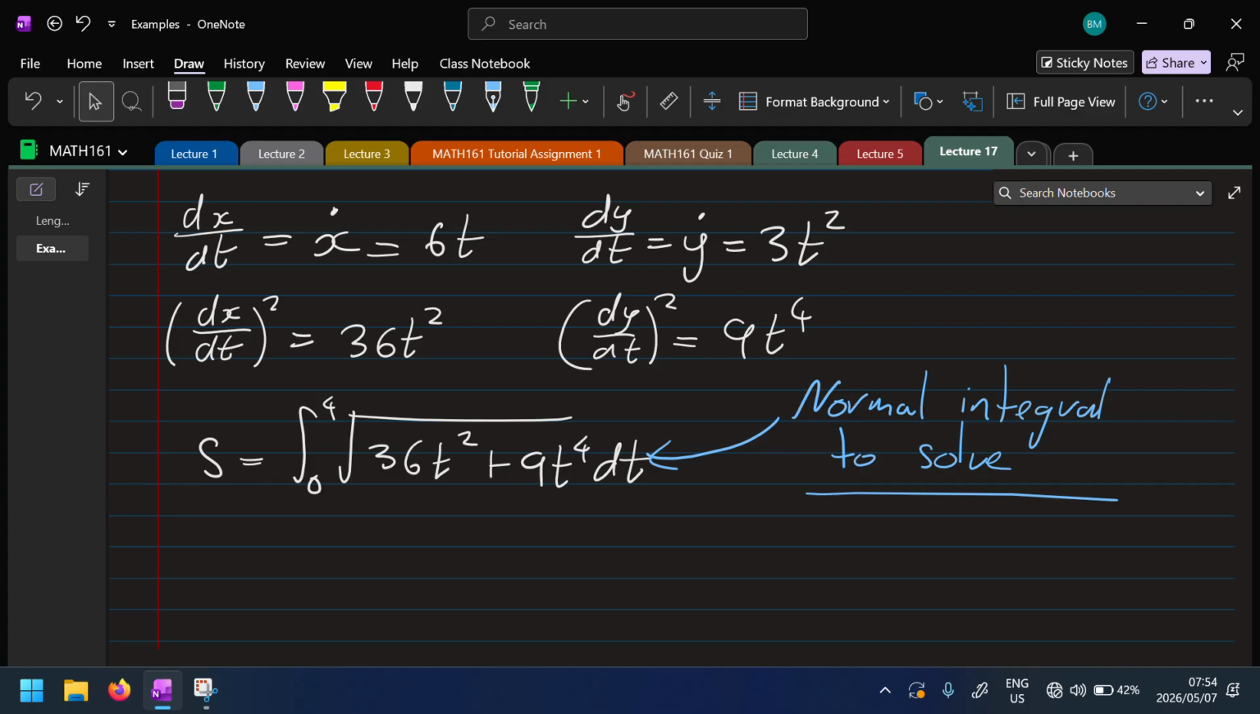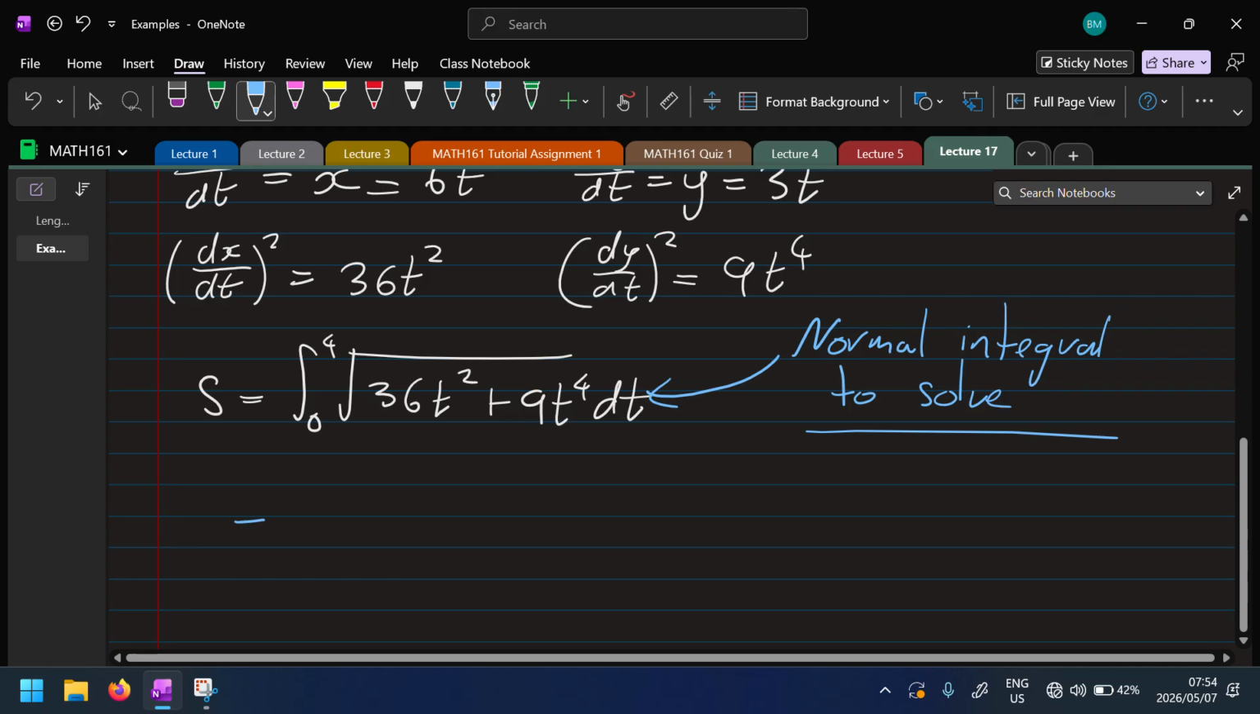Substitution? Not yet. We can do that later. It's something we can do first. Common factor. What would be the common factor there? T squared. We can do better than that. 9t squared. No, we can take that out. Let's do that.